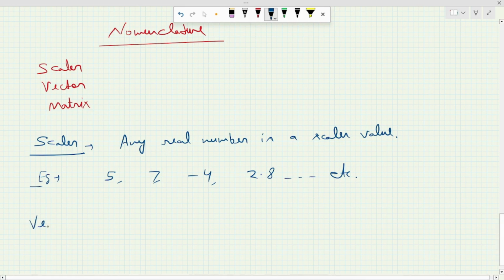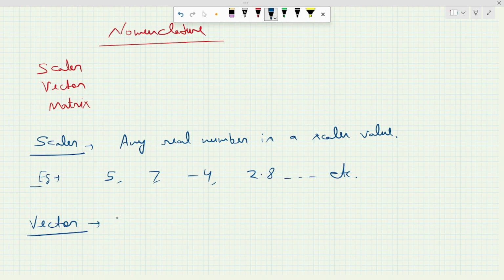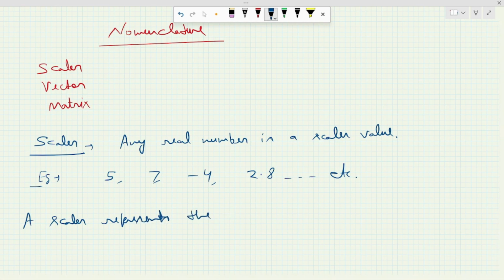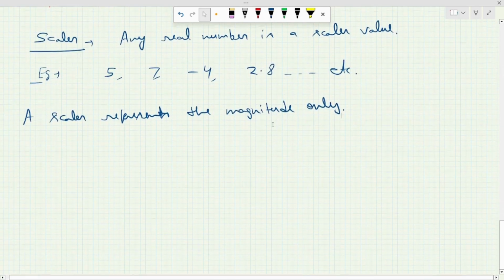Now the second thing that we have is the vector. We can say it is a combination of scalars. It represents multiple scalars. One more thing I want to discuss here: a scalar represents the magnitude only. Now, magnitude means the value only.